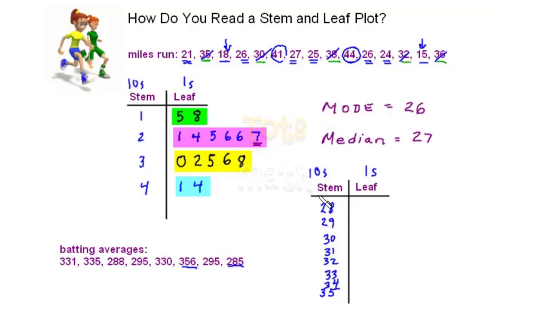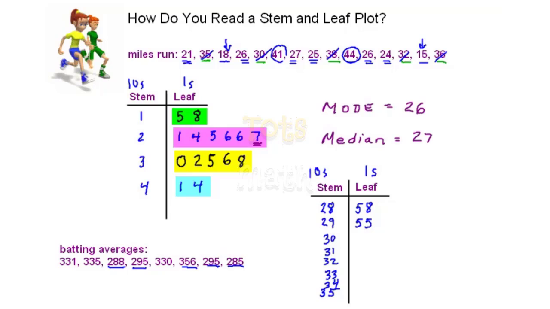We'll begin with numbers that have 28 tens. Well, we have 285, so we have a 5 in the ones place. And we have 288, and that has an 8 in the ones place. So we're going to put a 5 and an 8 next to 28 tens. Next, we'll find numbers that have 29 tens. We have 295 and another 295. So we'll write the number 5 twice in the leaf column.